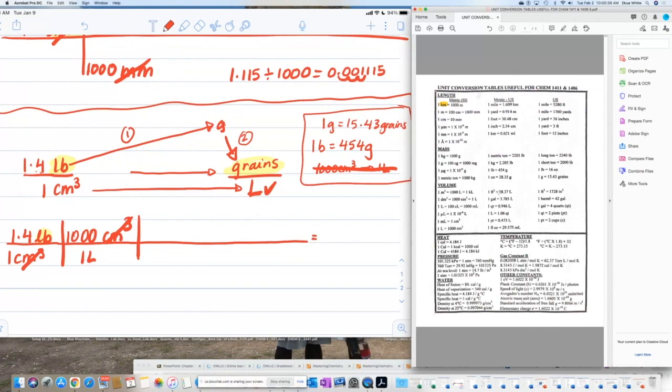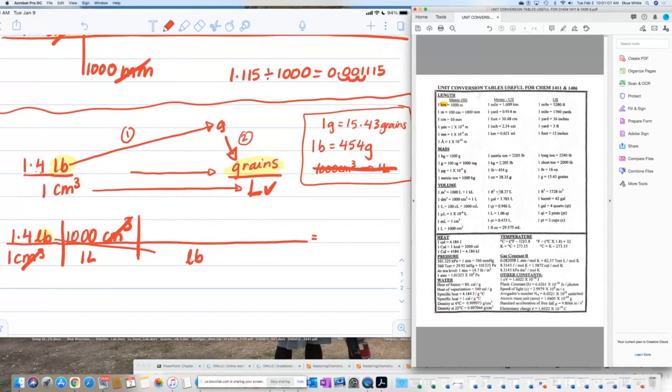Next one, I have to get rid of pounds. Since I'm trying to get rid of pounds, pounds is now on the top, right? I have to get pounds on the bottom, diagonally across, like that. That's the only way to get rid of pounds. Any question about that? If you're trying to get rid of a unit, bring the same unit on the opposite side, like diagonally opposite. That's how this bracket works.